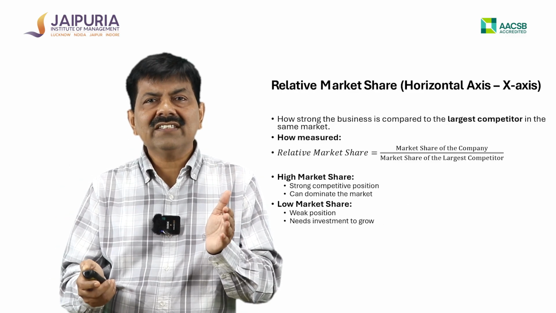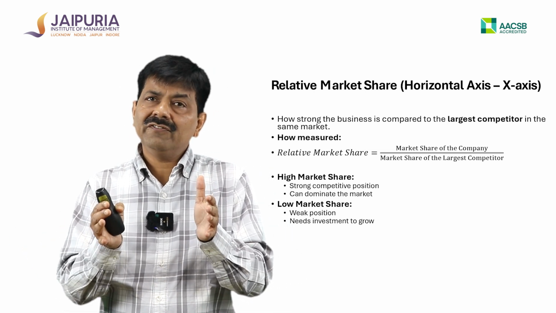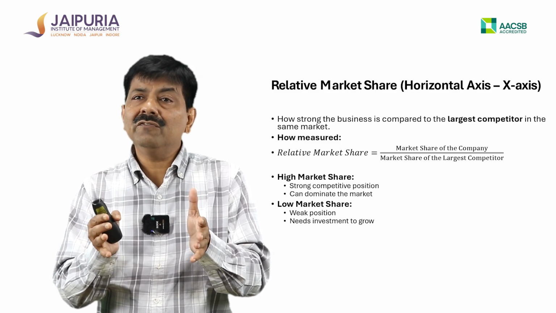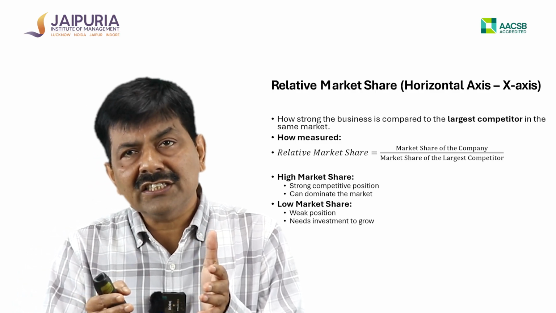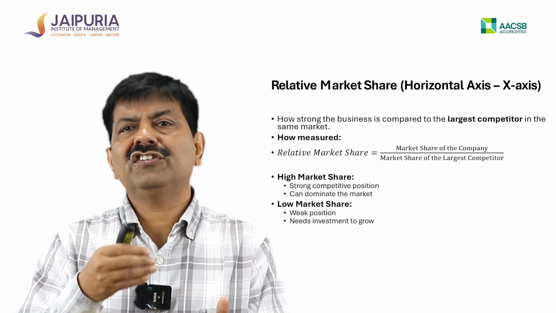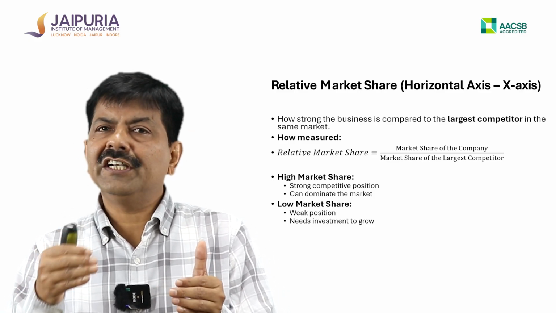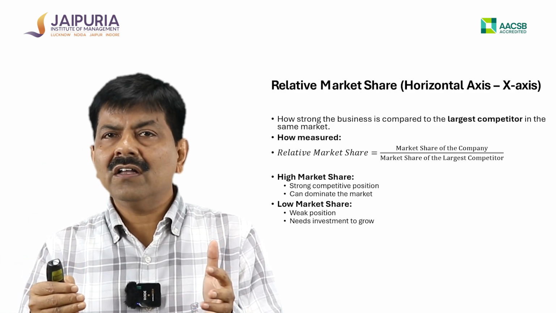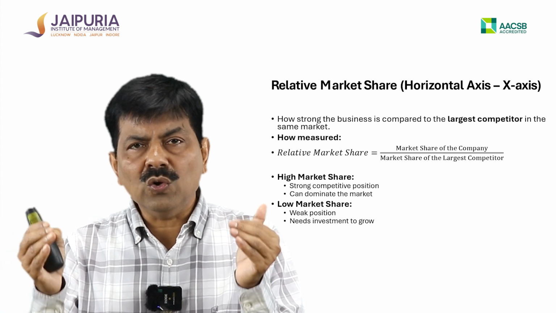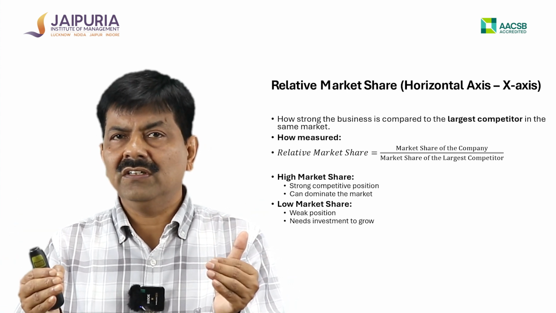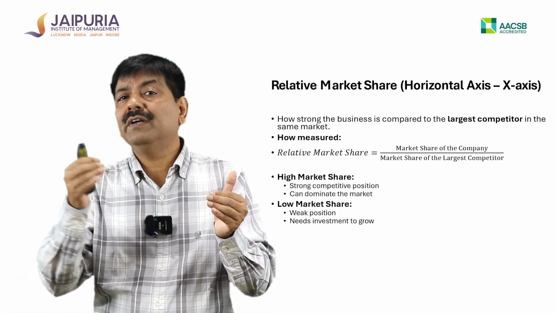Now coming to the x-axis, or the horizontal axis, which is otherwise called relative market share. Relative means it is compared with the largest competitor in the same market, in the same category. The formula for relative market share is the market share of the company divided by the market share of its largest competitor. When the company's relative market share is high, that means you have a strong, dominating competitive position. When your relative market share is low, that means you have a weak position compared to the market leader, and you may require more investment to grow.